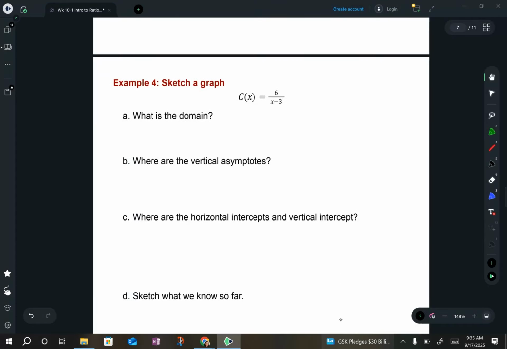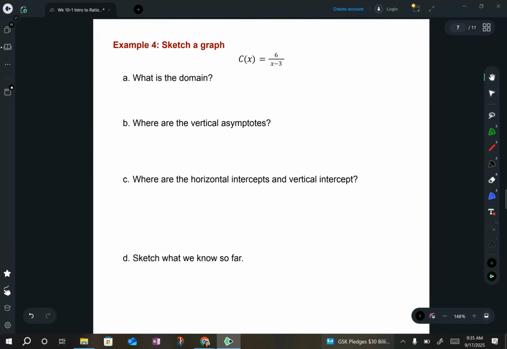All right, I would like you guys to try this similar example. I would like you to find the domain, vertical asymptote, horizontal intercepts and vertical intercepts, and sketch what you know, just like what we just did. Pause the video and give that a try.